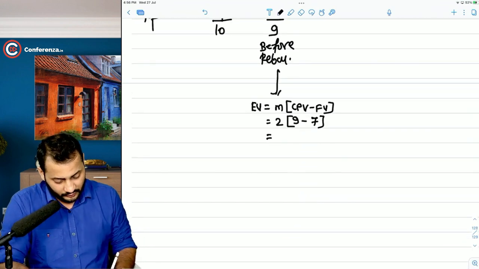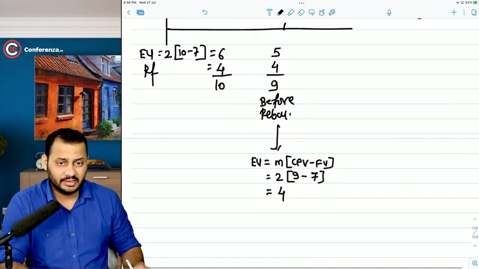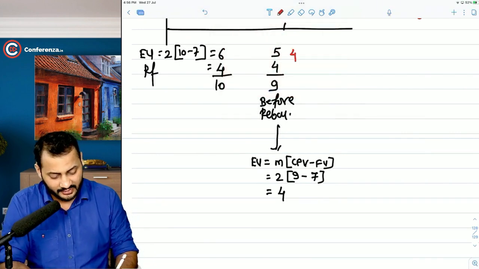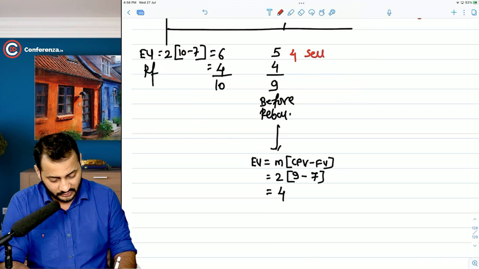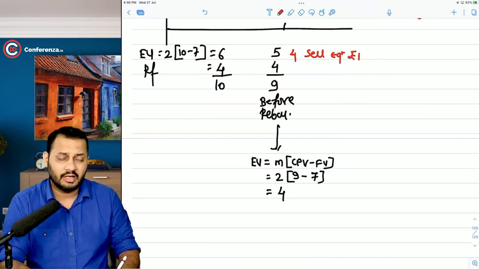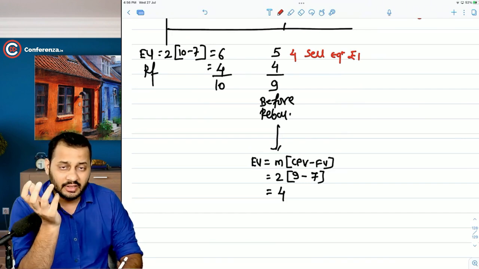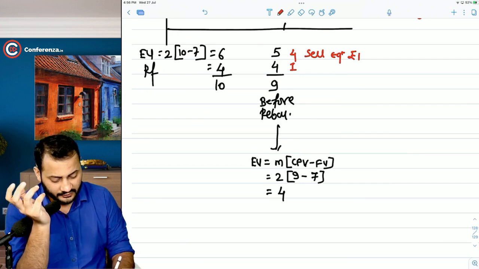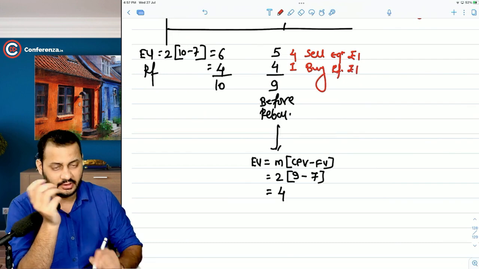So what is the answer now? 4 lakhs. So what does that mean? The equity value should be 4 lakh after the rebalancing. That means sell equity worth rupees 1 lakh. And what is going to happen to that 1 lakh rupees? We are going to invest that in risk free, buy risk free assets rupees 1 lakh.